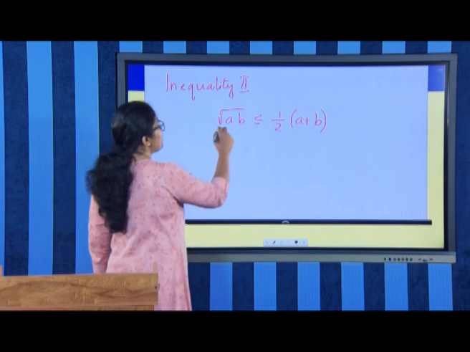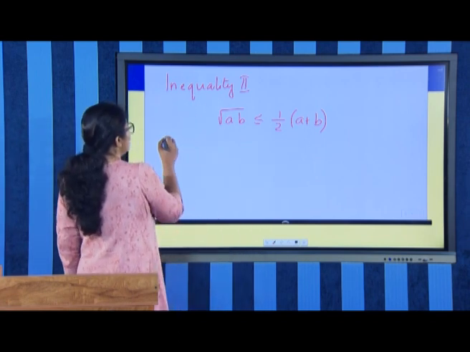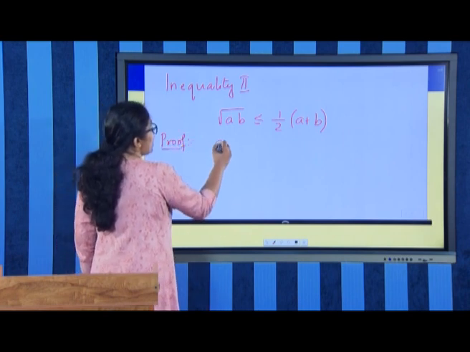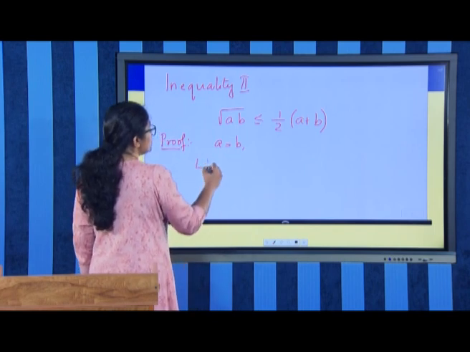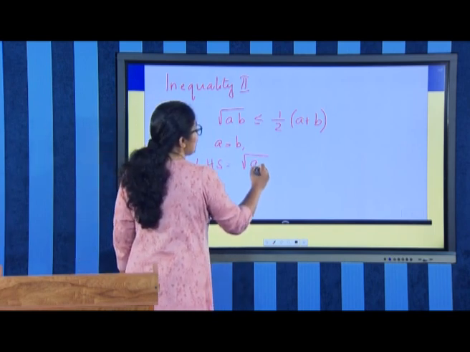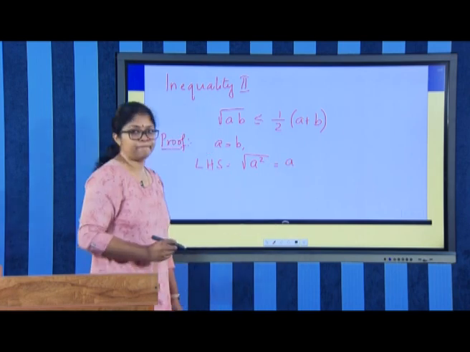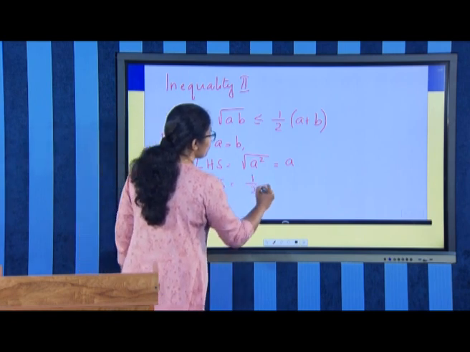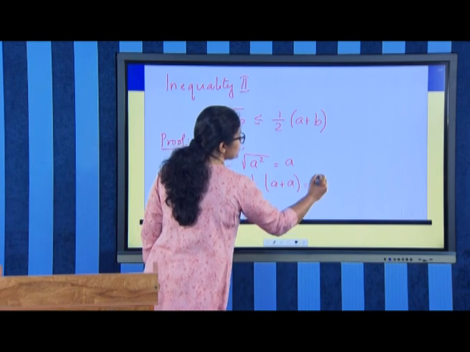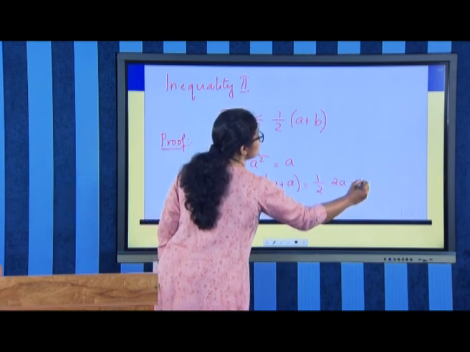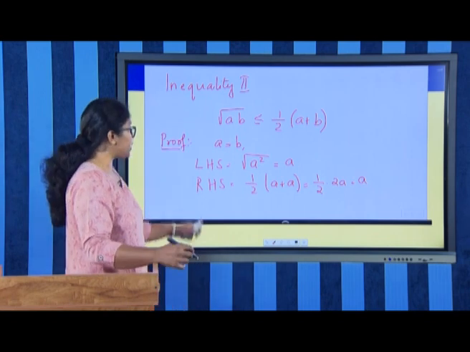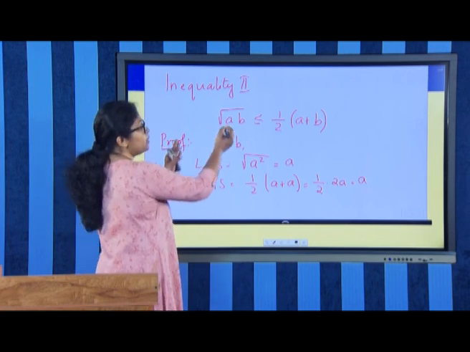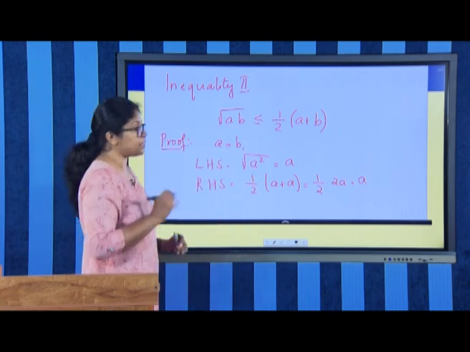So, first let us see what happens when both A and B are equal. So, this proof goes like this. If A equal to B, the LHS is equal to square root of A square, which is nothing but A, and RHS is equal to half of A plus A, which is equal to half into 2A, which is also equal to A. Therefore, LHS is equal to RHS. So, if A and B are same, then it is an equality that we are getting.